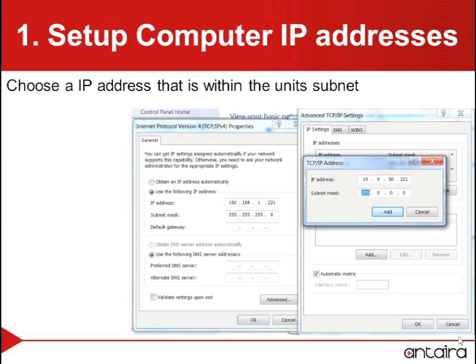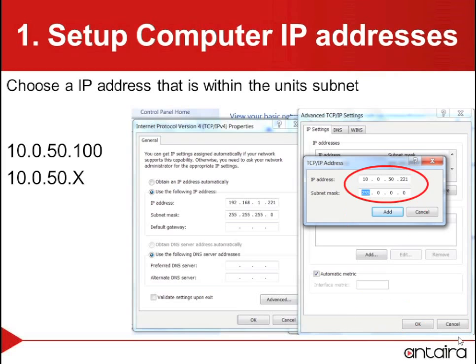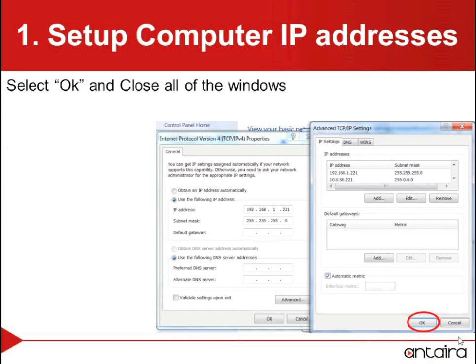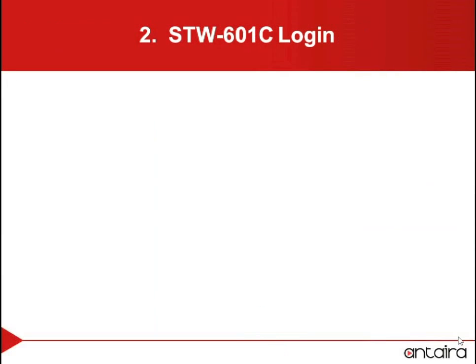We will choose an IP address that is within the unit subnet. The STW will have a default IP address of 10.0.50.100, so we will choose an IP address that matches the first three number segments and has a different final number. I chose .221. We will then press the Add button. We will then select OK and close all of the windows to finalize the changes.